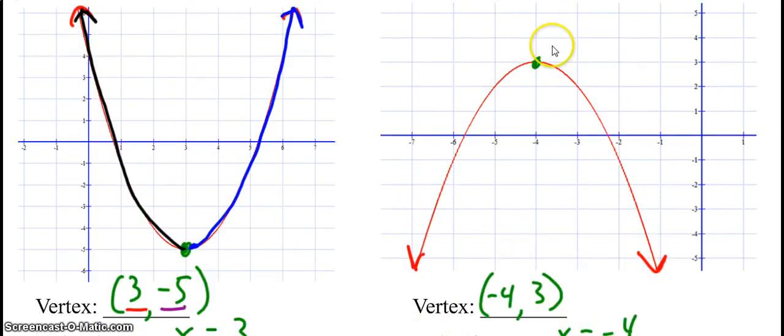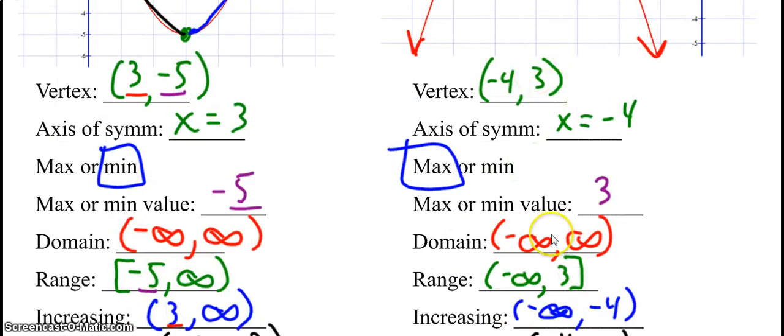This is a maximum point because I would describe this as the highest point on the graph, right? If you just think about this shape, we can think of it as like a hill, right? This is the highest point, it's a maximum. So what is the maximum value? That is the y-coordinate of the vertex, just like we had here.